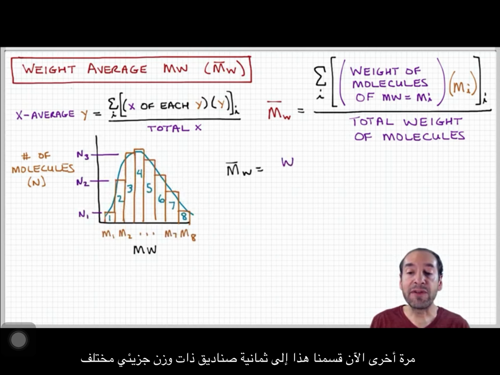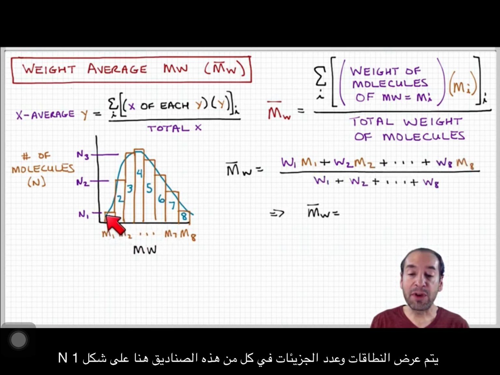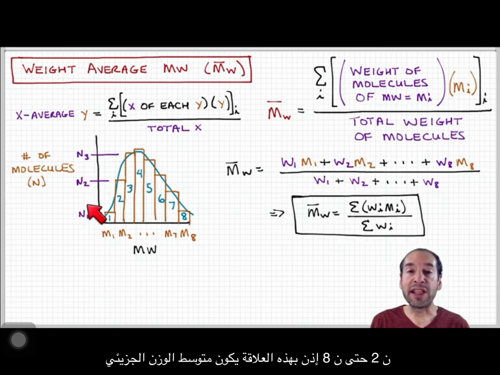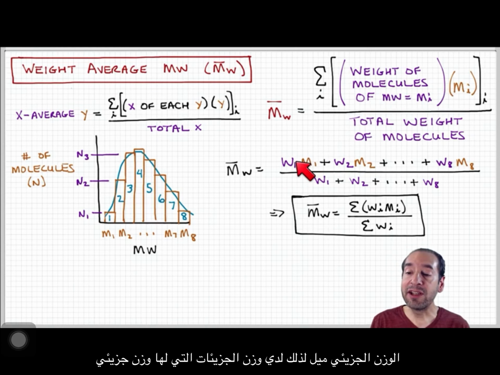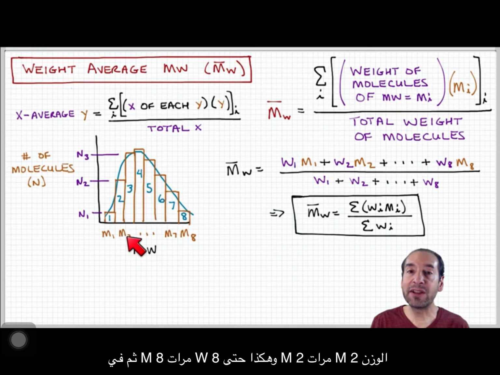Again, we've divided this into 8 bins of different molecular weight ranges, and the number of molecules in each of those bins is shown here as N1, N2 up to N8. By this relationship, the weight average molecular weight is the product of the weight of molecules with molecular weight mi times molecular weight mi. So I have the weight of molecules that have molecular weight m1 times m1, plus the weight of molecules that have molecular weight m2 times m2, and so forth up to w8 times m8.